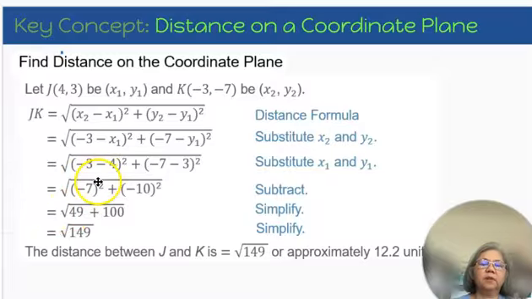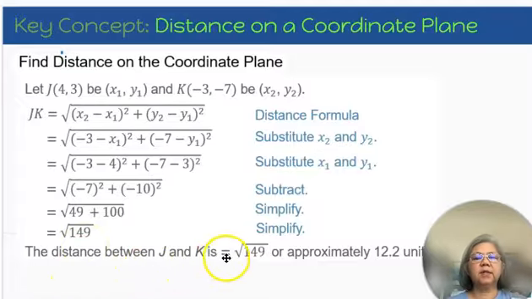So while doing your algebra, -3 minus 4 will be -7, and you square it, and then -7 minus 3 is -10, and then you square it. The square of -7 is 49. The square of -10 is 100. Combining and simplifying 49 and 100, that will give us the square root of 149. So the distance between J and K is the square root of 149. And if you use your calculator, it will be approximately 12.2 units.